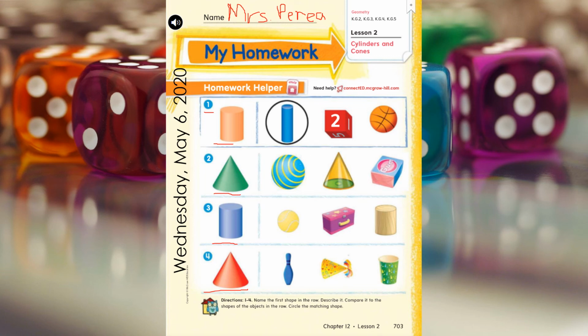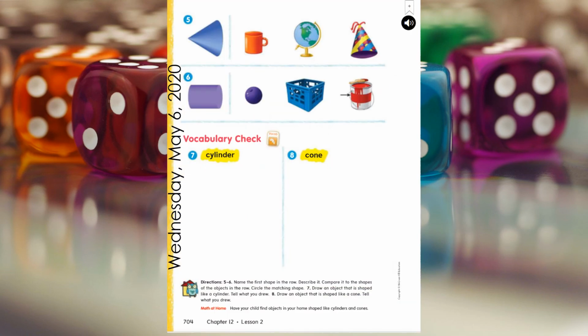I know what you're thinking. I see it too. There's a pattern. Do you see it? It's another A-B pattern. See if you can find it. Let's turn to the page. All right, number 5 wants us to find a cone. Find the cone and circle it. Number 6, find the cylinder and circle it.